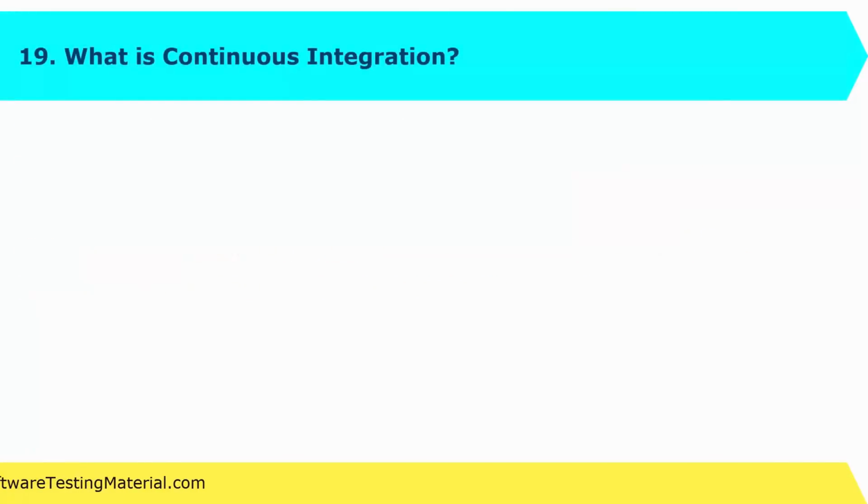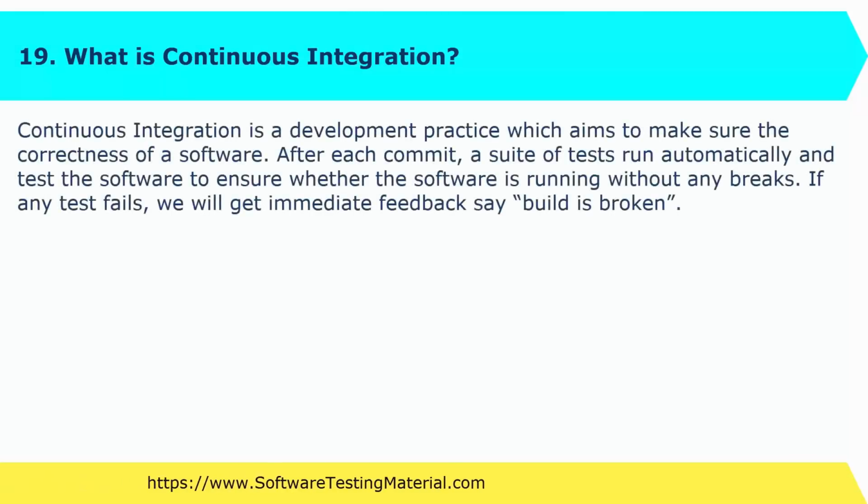What is continuous integration? Continuous integration is abbreviated as CI. Continuous integration is a development practice which aims to make sure the correctness of a software. After each commit, a suite of tests run automatically and test the software to ensure whether the software is running without any breaks. If any test fails, we will get immediate feedback saying the build is broken. In simple words, continuous integration is a process of verifying the correctness of a software.